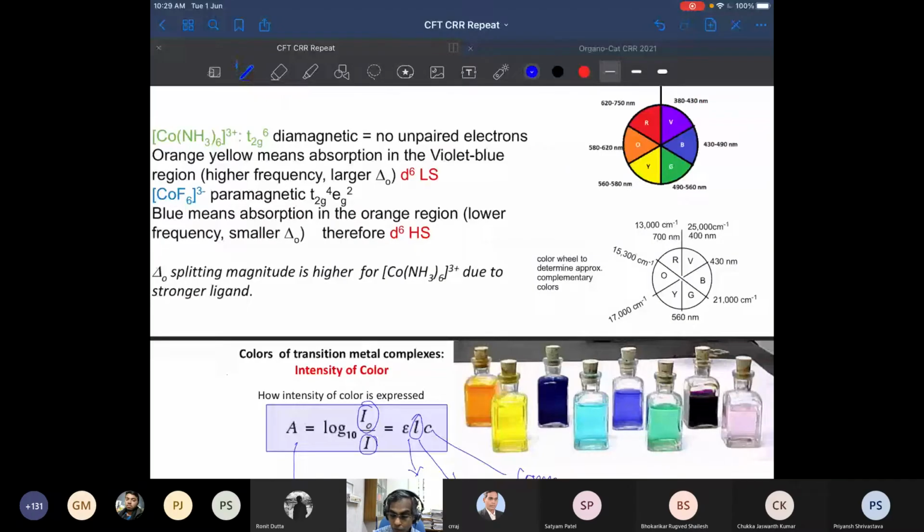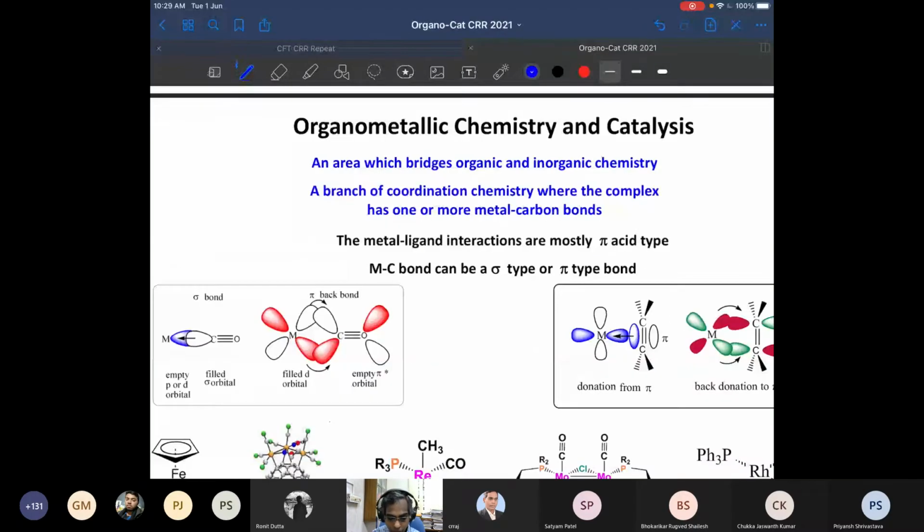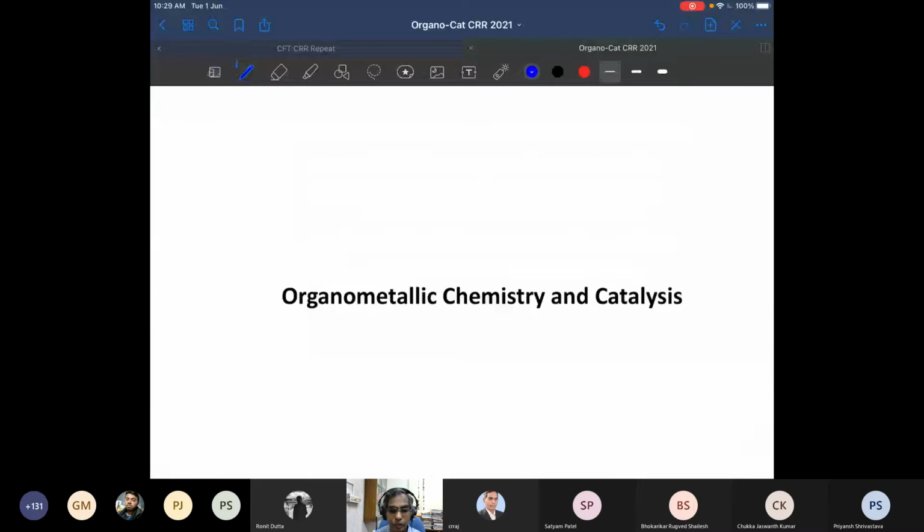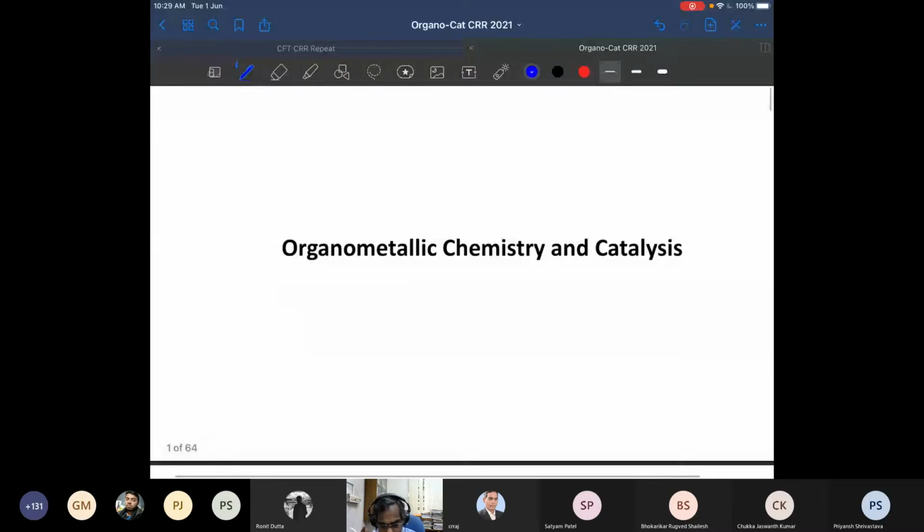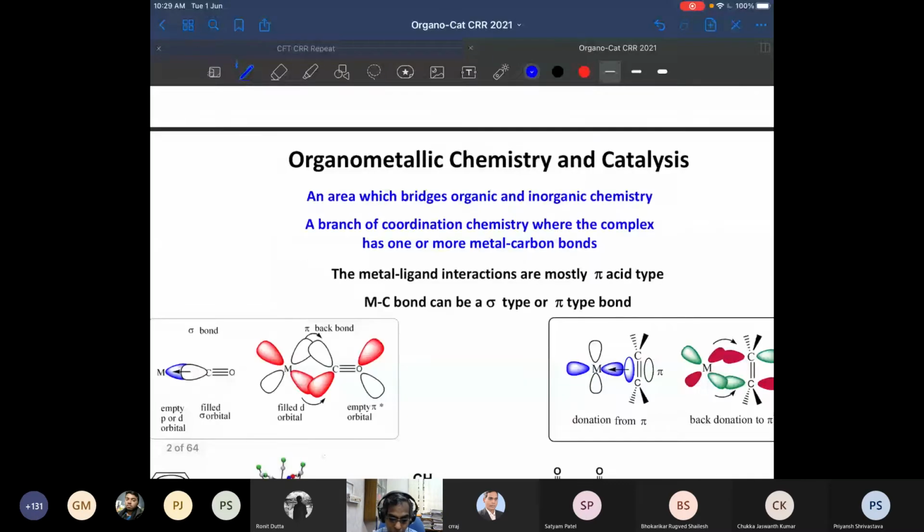Now we'll go to organometallic chemistry and catalysis. I'm not sure how many of you have studied organometallic chemistry. At least you should have heard about it. Here, as I mentioned, the stabilization all comes in, right? I will explain a little later how this pi acid, pi donor comes in, and then how we see it.